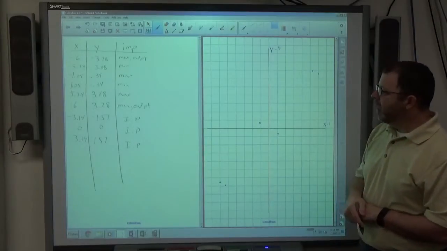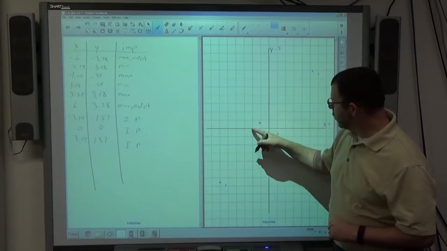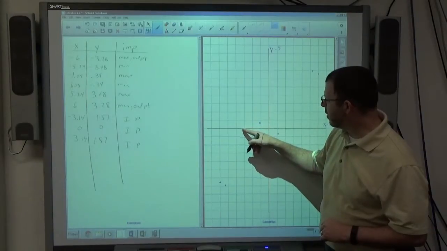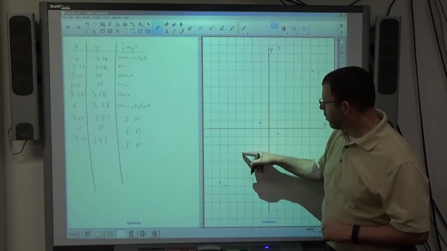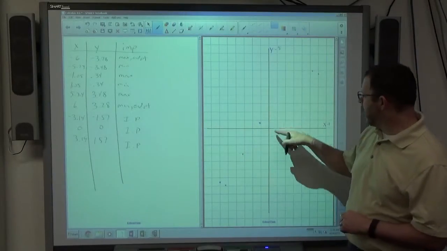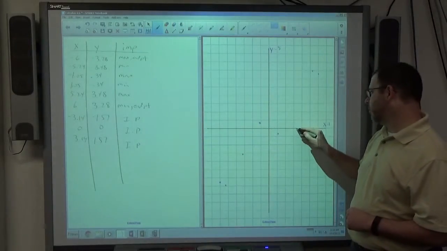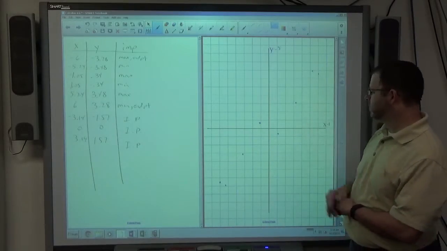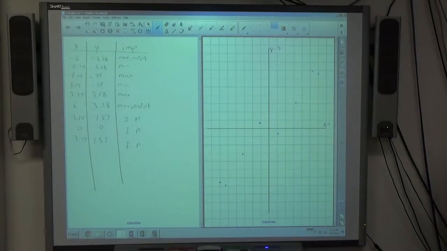And then finally 6, 3.28 would probably be about here. That's our endpoint. And -3.14, -1.57, probably about here. And positive 3.14, 1.57, probably about right here. Now those are my points.